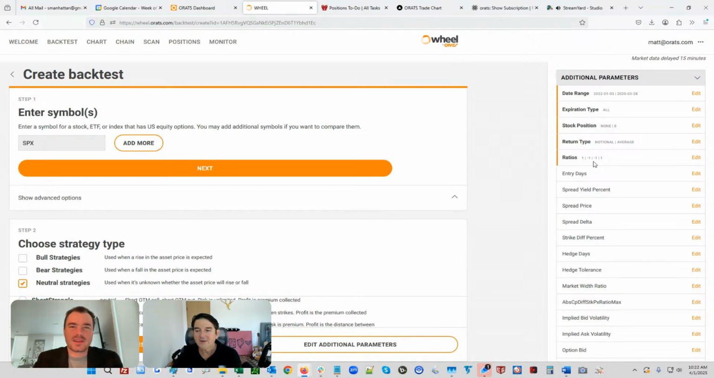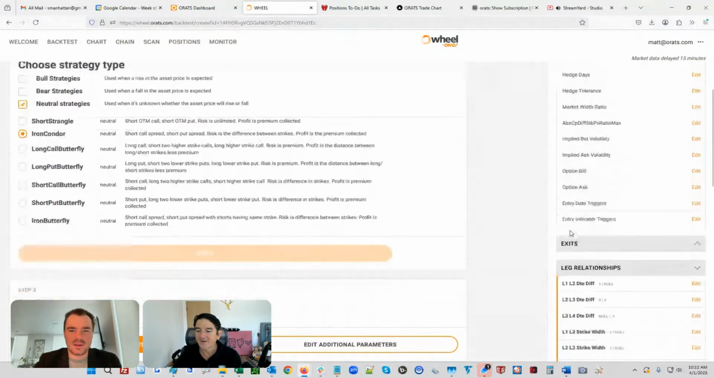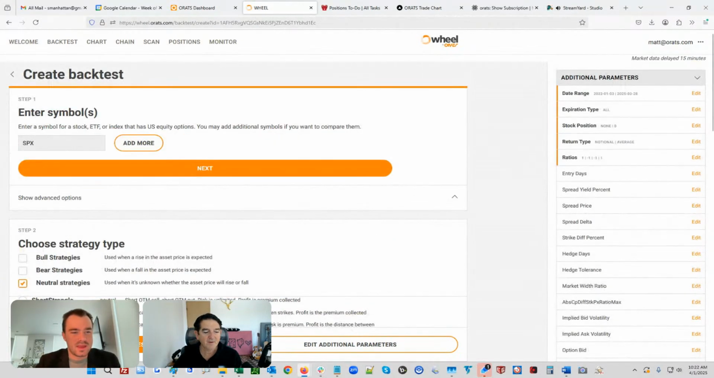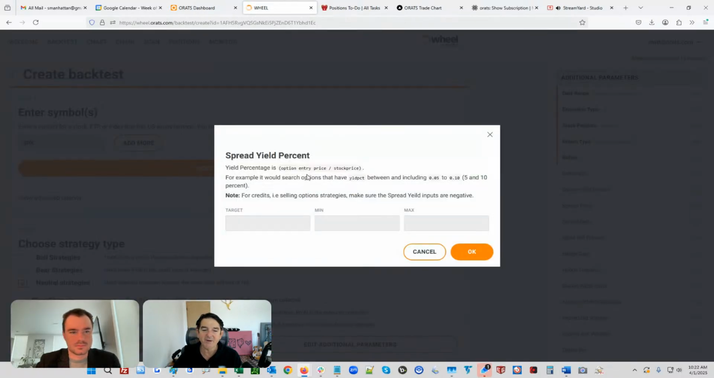Yeah, this is where the legacy backtester really stands out. We have the backtest finder and then the custom backtester within that tool. But the legacy is where you can really get into the nitty gritty of some of these parameters, like the ratios and DTE difference. And you could set your spread yield, how much you want to get, how much you want to pay or get for the option price divided by the stock price. I love using that too.